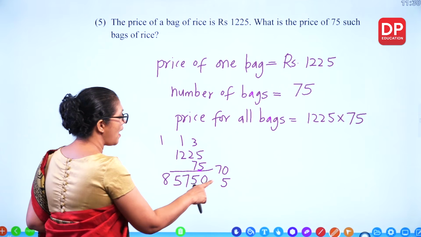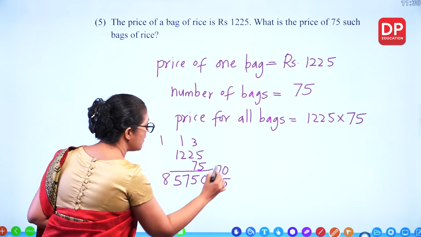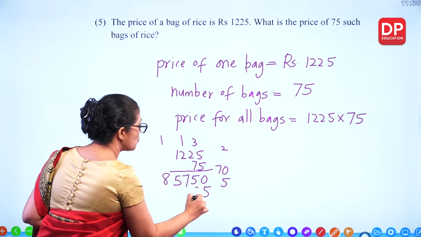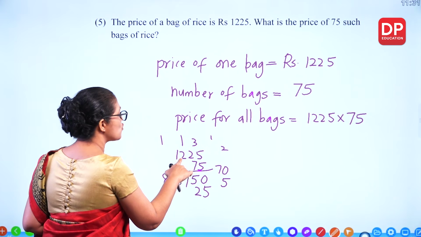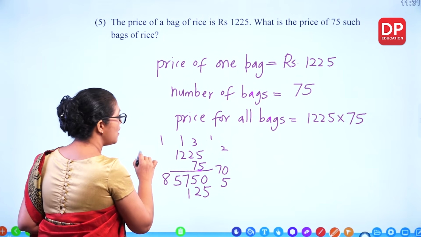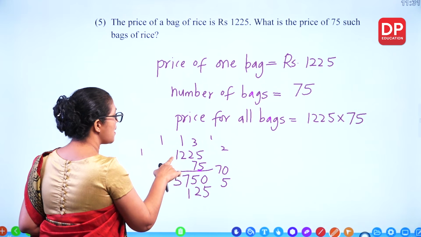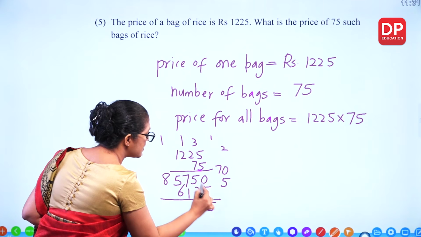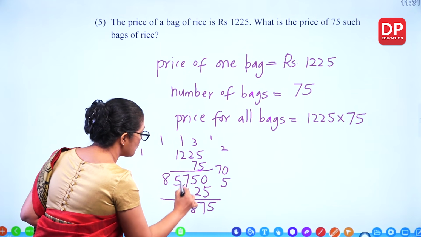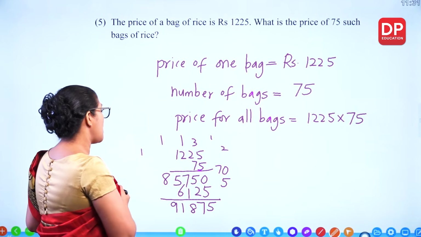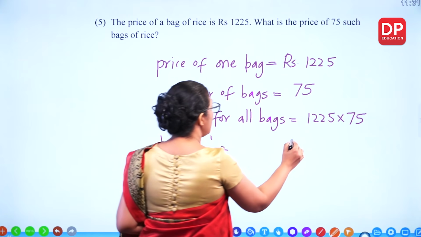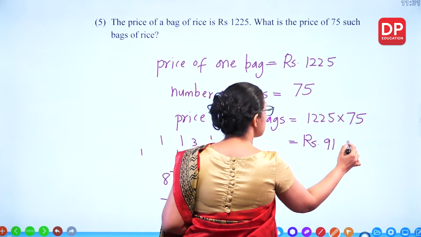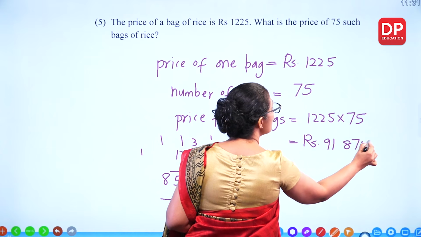Then multiply by 5. 5 times 5, 25. 2 remaining. 5 times 2, 10 and 12. 1 remaining. 5 times 2, 10 plus 1, 11. 1 remaining, and 5 times 1, 5 plus 1, 6. Add it. You get this number. That means 91,875 rupees.